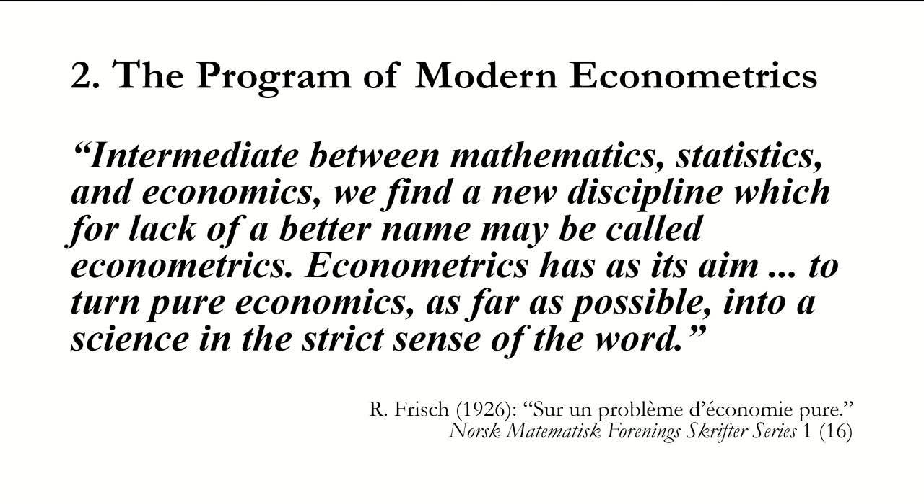And then he moves on to declare the essential, most important goal of econometrics, which is to turn economics into a science in the strict sense of the word. And this means, of course, a science modeled after physics and astronomy. So he wanted to apply natural scientific methods to economics, and thus transform economic science.